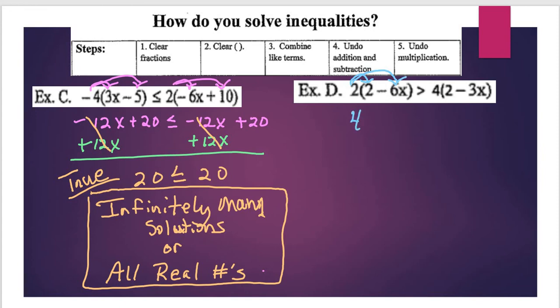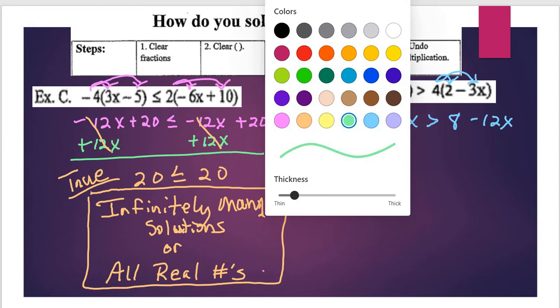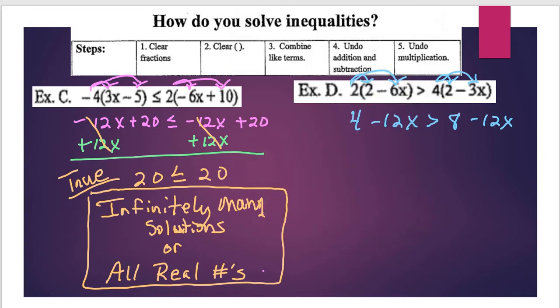2 times a negative 6x is a negative 12x, greater than 2 times 2, which is 4. 2 times a negative 3x is a negative 12x. I'm going to change colors so it would be easier for you to follow. Now remember, move your variable to the left-hand side. So I'm going to say plus 12x on both sides.